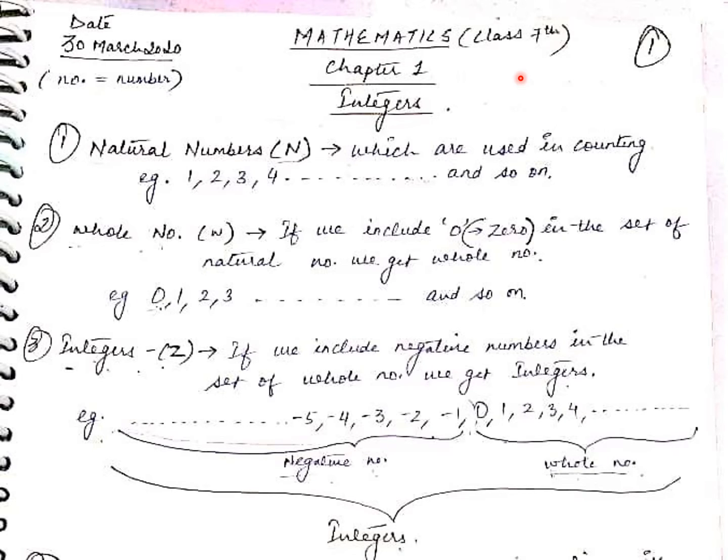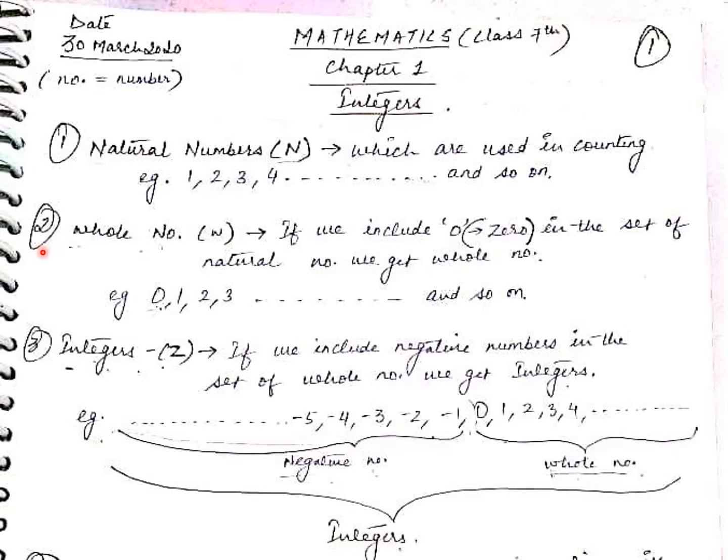In the first chapter, integers, first we need to understand some basic definitions, like what are natural numbers. We have been studying this since childhood. All the counting numbers that we have studied are coming in our natural numbers. The symbol used is capital N. These are simple numbers which we use in counting, like 1, 2, 3, 4 till infinity. So they start from 1 and they go till infinity.